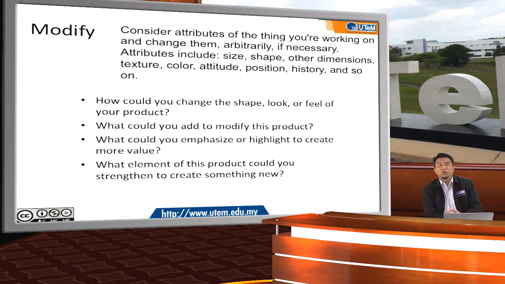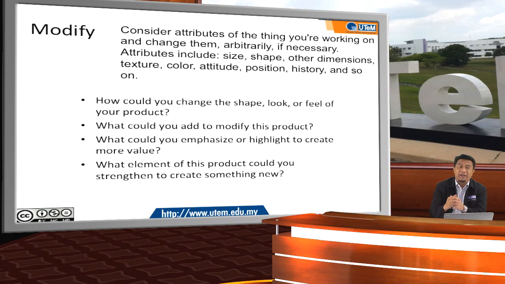Now, we come to M in SCAMPER. M in SCAMPER is modify. What is modify? Modify is to consider attributes of the thing you're working on and change them arbitrarily if necessary. Now, what are the attributes? These attributes include size, shape, other dimensions, texture, color, attitude, position, history, and so on.